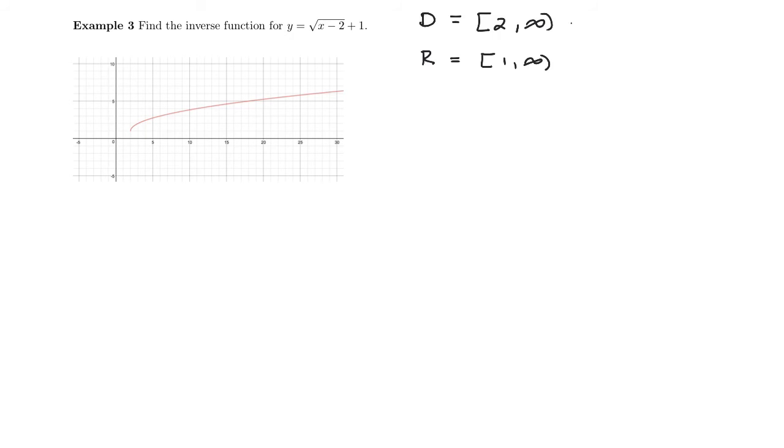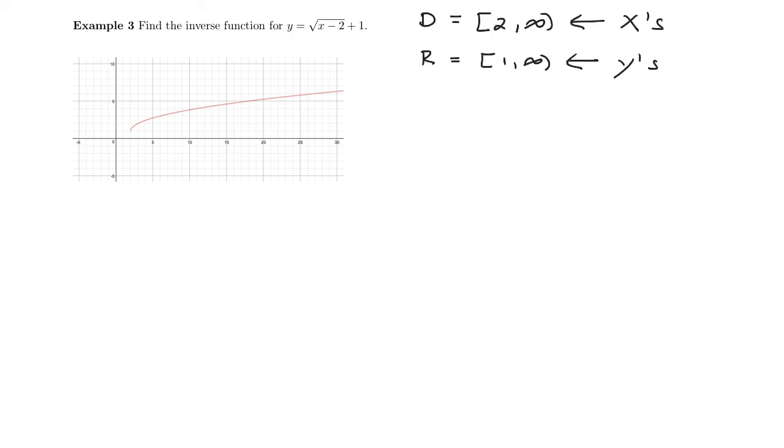The thing to point out is that your domain is your x values, the range is the y values. So it should be that on your inverse function, these are going to be backwards. The domain of my inverse function should be 1 to infinity. The range of my inverse function should be 2 to infinity. So let's see what happens.